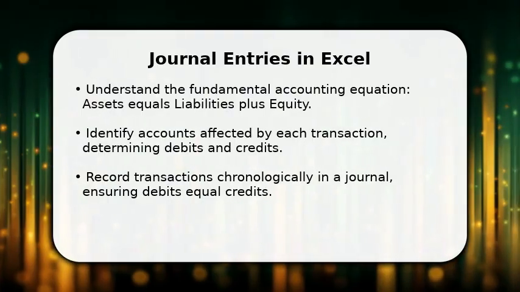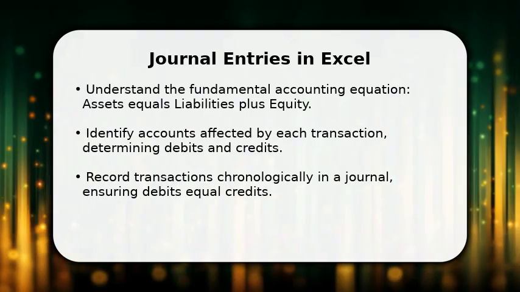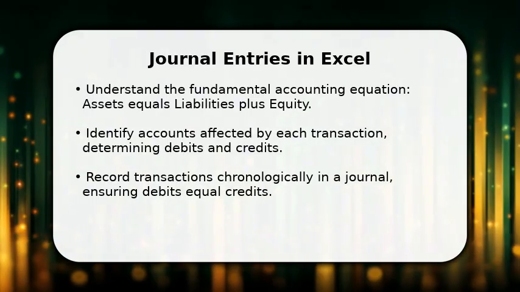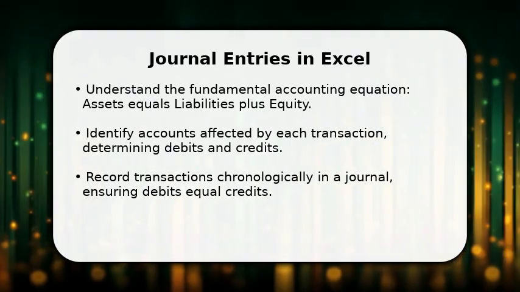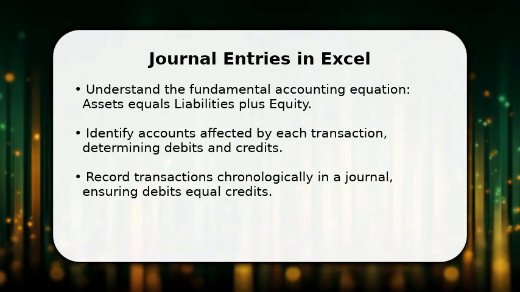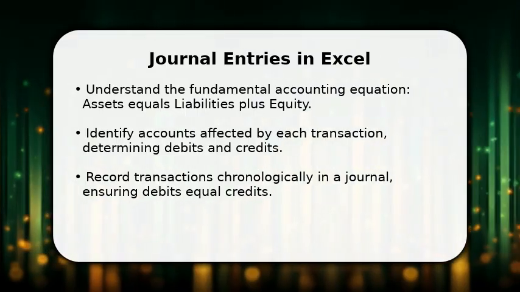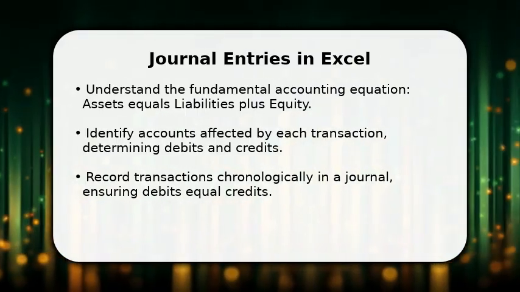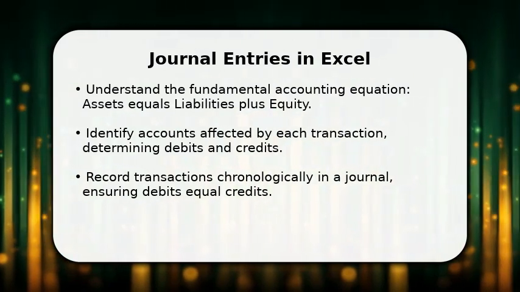First, let's set up our journal. Create columns for date, account, debit, and credit. For every transaction, you will identify the accounts involved and whether they increase or decrease. Remember, debits must always equal credits for each entry. This foundational step ensures your financial records remain balanced from the very beginning. We will use simple formulas to sum these entries later.